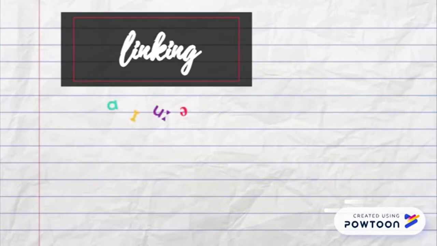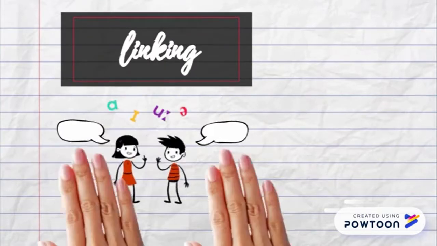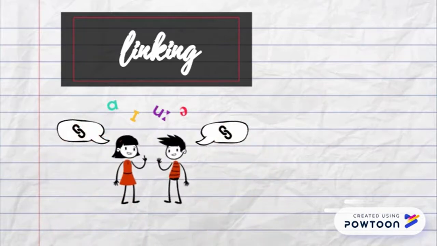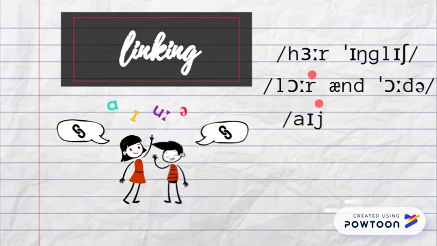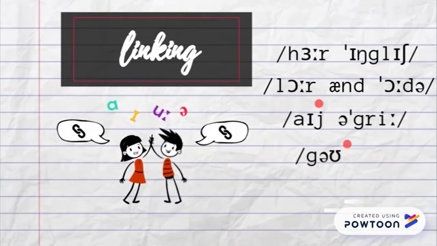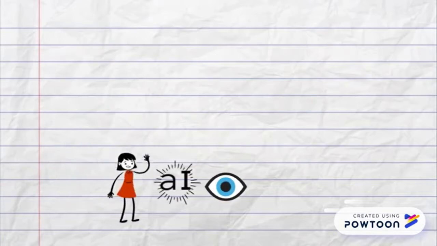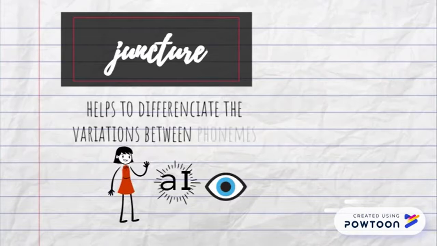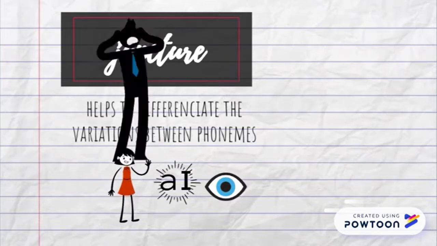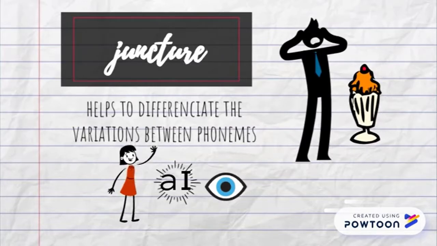Linking. When two vowel sounds meet, speakers often link them in various ways. For example, her English. I agree. Go on. When phonemes are the same, juncture are the subtle difference that helps to differentiate the variations between. For instance, ice cream for I scream.